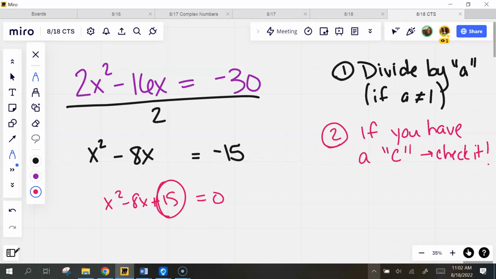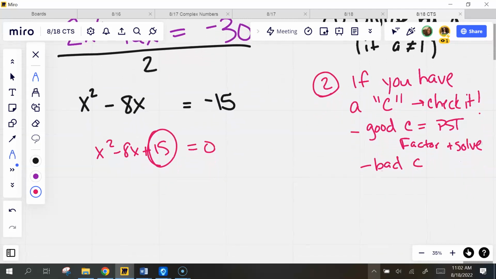What do I mean by good C and bad C? A good C means it's a perfect square trinomial as it sits, everything's fine. If that's the case, go ahead and factor this all. I was just saying if it is over there, check to see if you have a C. If you have a C, check it. If it's a bad C, you move it and go on to the next step. Move it where? Move it to the other side and don't worry about it right now.